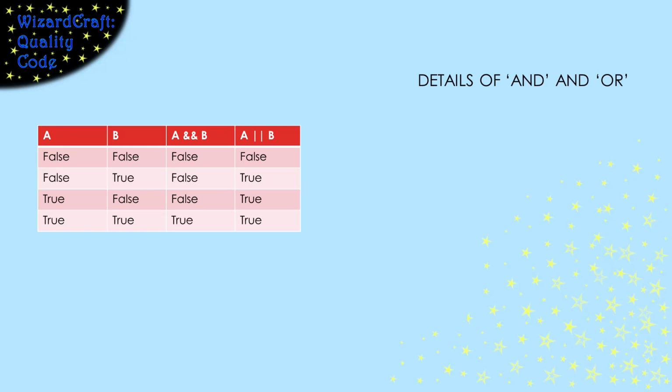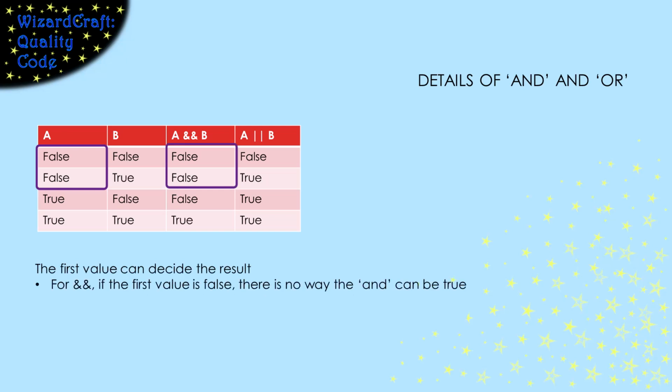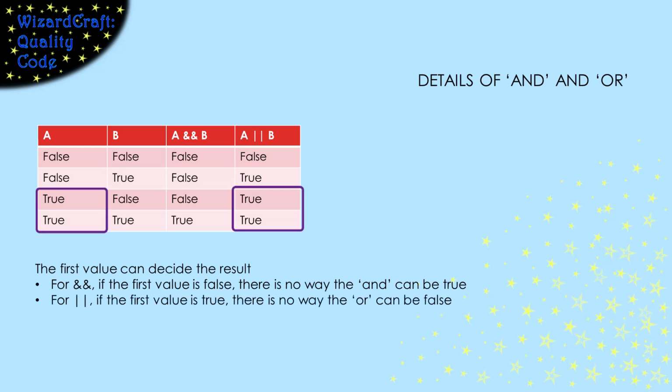Sometimes just knowing the value of A is enough for us to know the final result. For example, every time A is false, A and B is false. Once A is false, there's no way B's value can affect the result. Similarly, if A is true, then A or B is always true. The compiler takes advantage of this detail. If the first operand's value tells us the final result, it doesn't bother to evaluate the second operand. This is called shortcutting the evaluation.